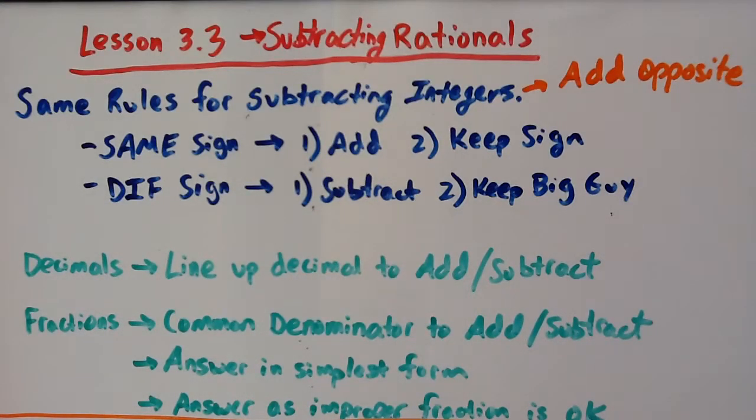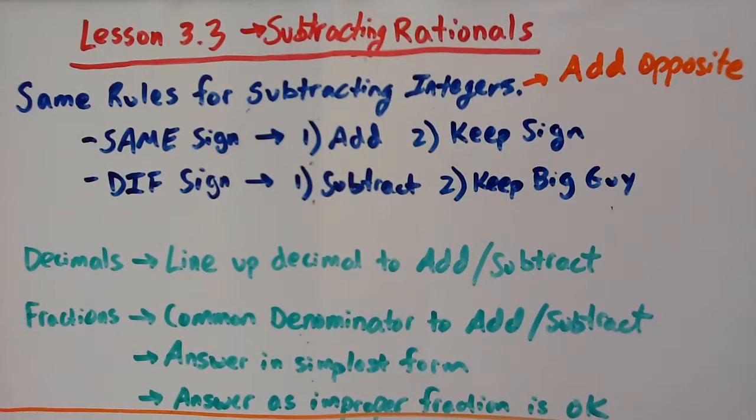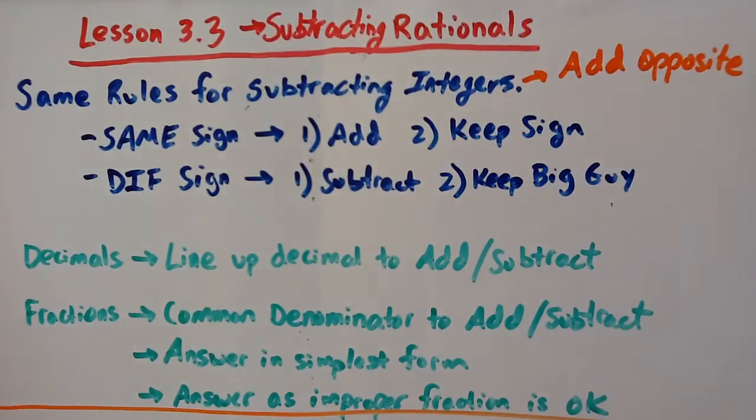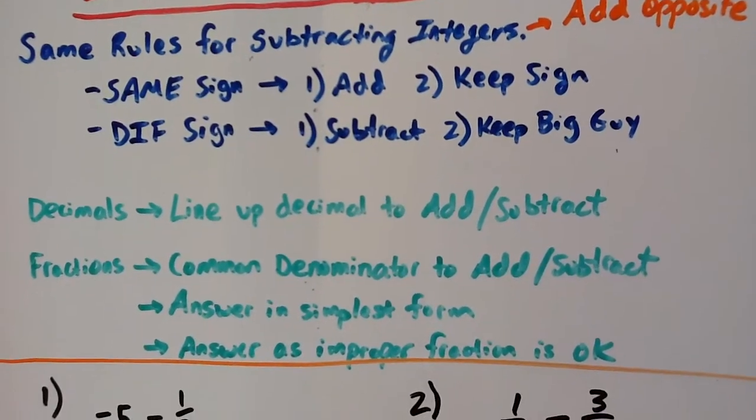Remember, when dealing with decimal numbers, we line up the decimal and bring it straight down into our answer when we add or subtract decimals. And when dealing with fractions, you have to have common denominators so that you can add or subtract. Your answer in fraction form should be in simplest form, and having an improper fraction is okay. You can either put it in improper fraction form or mixed number.